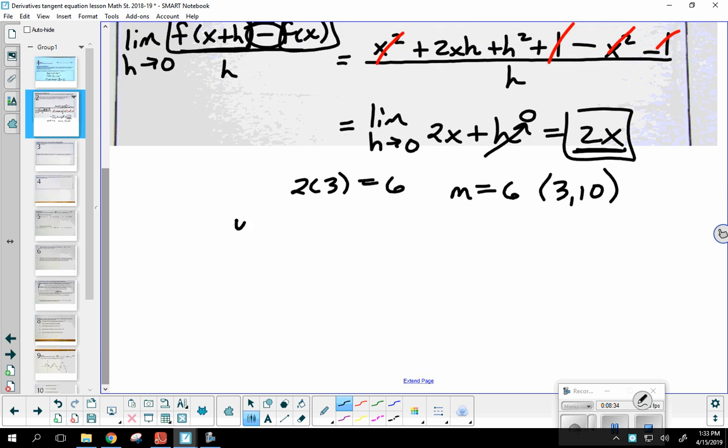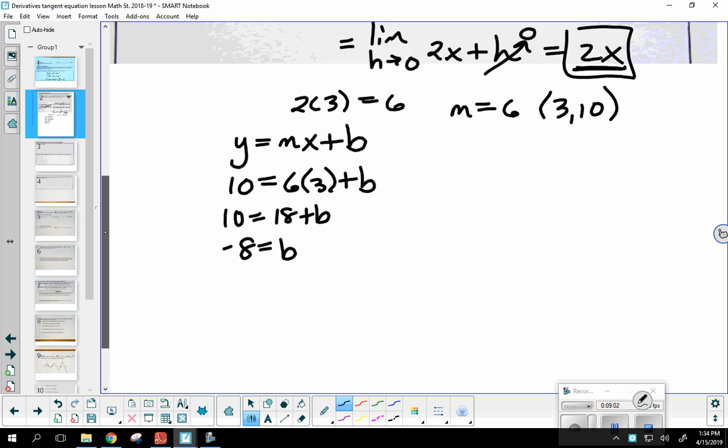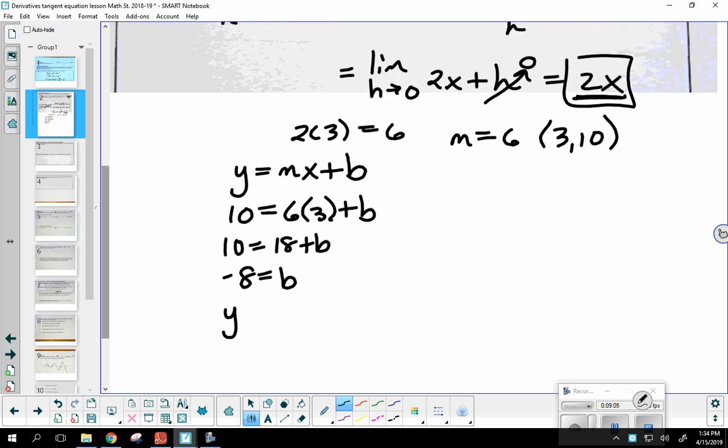Okay, so let's say we want y equals mx plus b. Well, the only thing we don't have is the y-intercept. So I'm going to plug in everything. So y equals becomes 10 equals the slope m, 6 times 3 plus b. So 10 is equal to 18 plus b. So what is b? Negative 8. There you go. So once you have the slope and the y-intercept, remember all you got to do is just plug them in and you have your line. So y equals 6x minus 8.